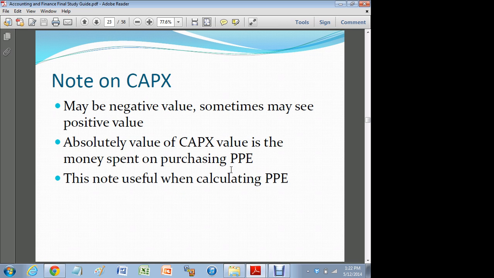And just stay heads up on what's coming. CapEx, we're going to need this number to calculate the PPE. And especially when we get to that point, don't let the sign of the CapEx confuse you. CapEx is how much you're spending. You can't really spend a negative amount of money on CapEx. It's always an outflow.